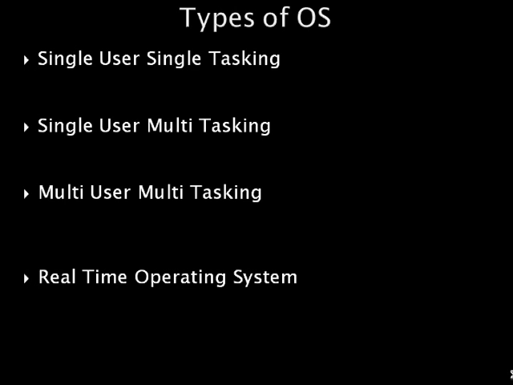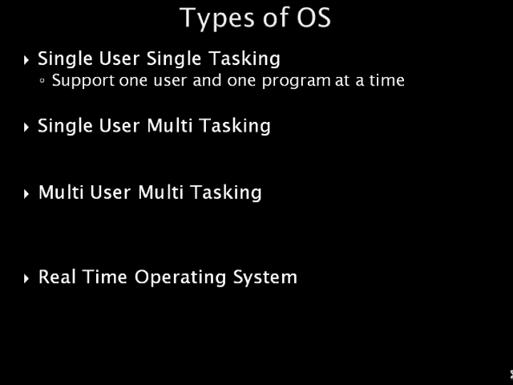One of the most common categorizations relates to the number of users and tasks it can support at any time. Single user, single tasking refers to an operating system that can support only one user at a time and only one program being run at any time. This is the characteristic of old operating systems like MS-DOS.